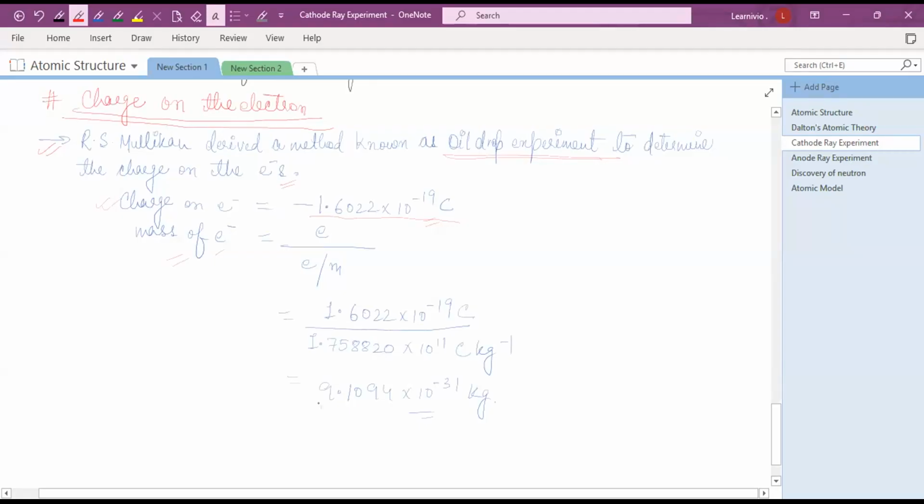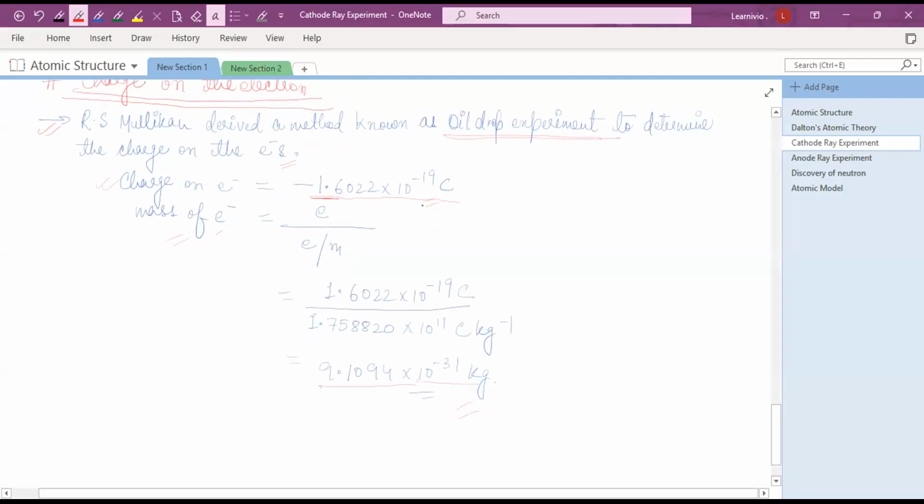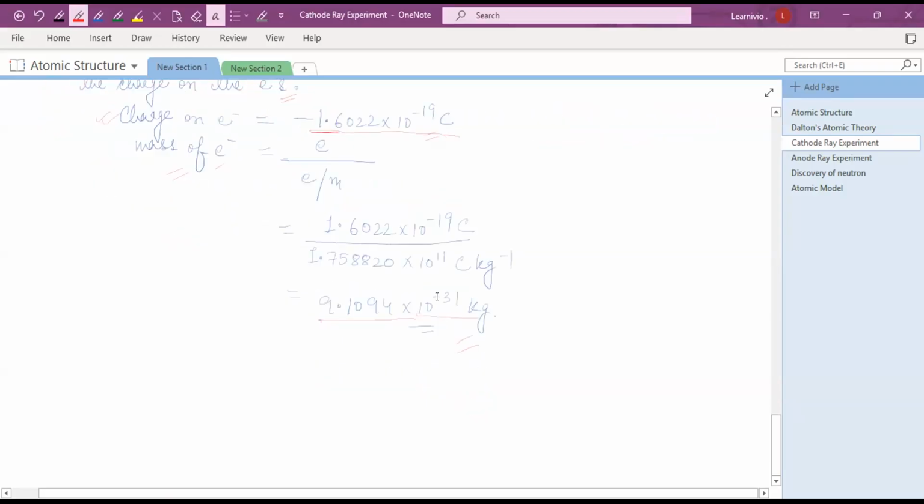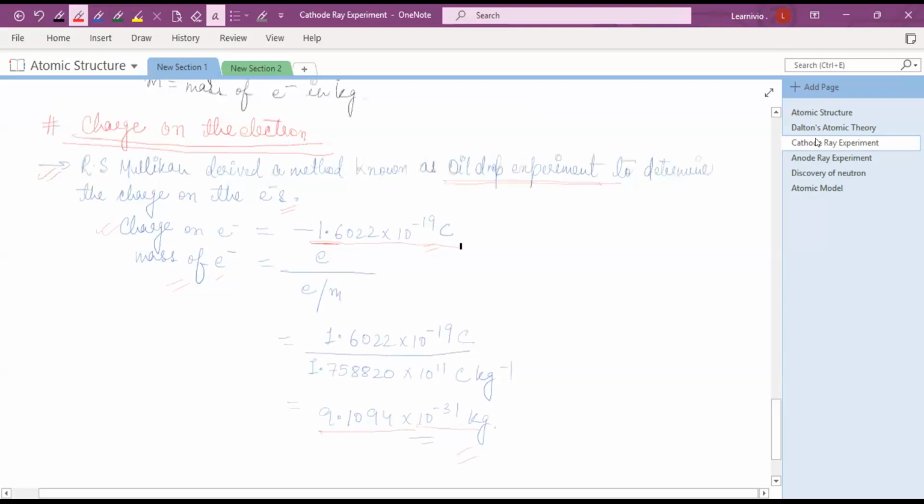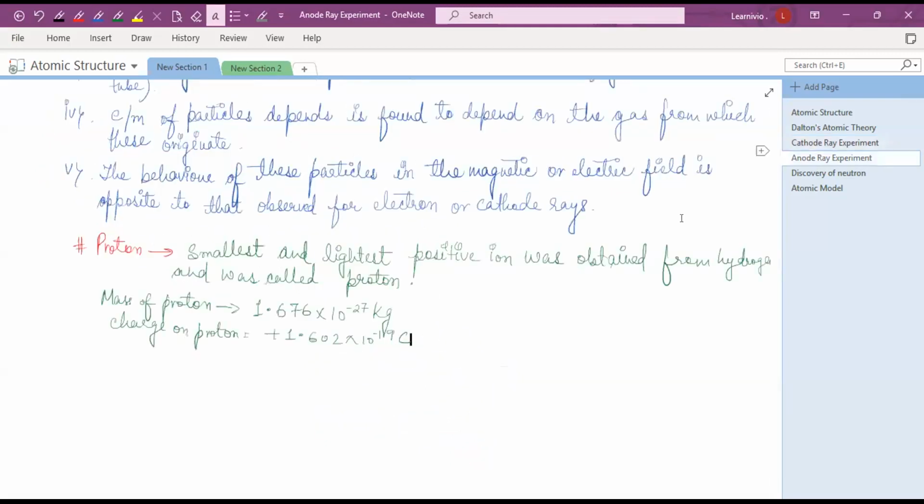So the mass of electron is 9.1 into 10 power minus 31 kg, and the charge on electron is minus 1.6022 into 10 to the power minus 19 coulomb, right? You can simply remember these only: minus 1.6 into 10 to the power minus 19 coulomb. So this was the charge of electron and the mass of electron, which was given by R.S. Millikan using the oil drop experiment. Clear? Yes, ma'am. Okay, this was all about the cathode ray experiment.